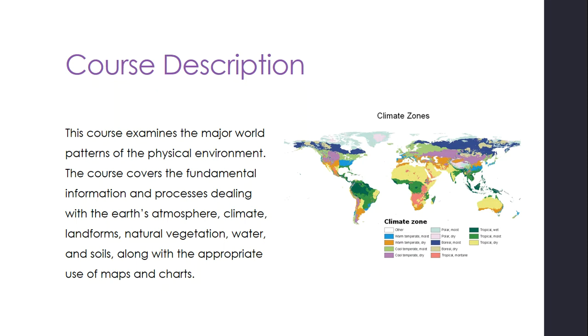We're going to look at lots of maps. Geographers don't just use maps, but we sure do like them. So here's a little example of one of those maps. Here's a map of global climate zones, and we will talk a lot about climate later in this semester.